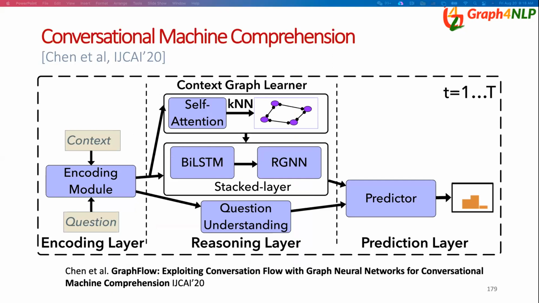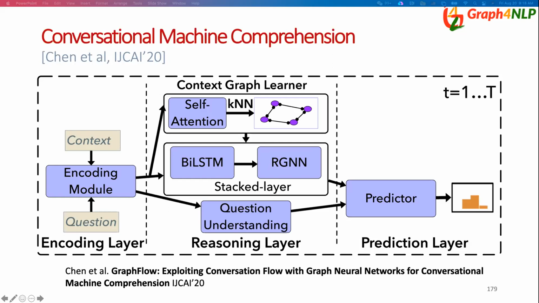In this particular work, in IJCAI 2020, this is the overall architecture. As we can see, the framework consists of an embedding layer, a reasoning layer, and a prediction layer. For the embedding layer, the authors use a bidirectional LSTM to encode a question, and another bidirectional LSTM to encode context for each conversation turn.